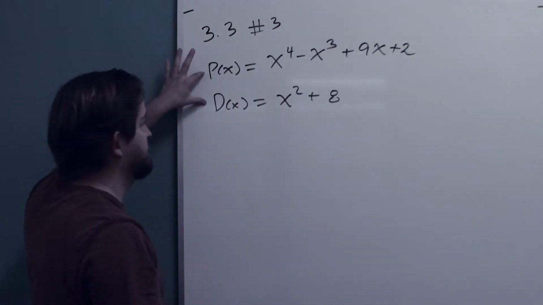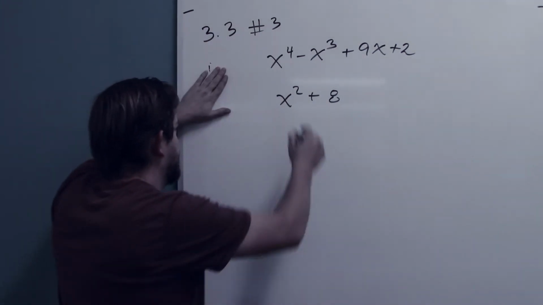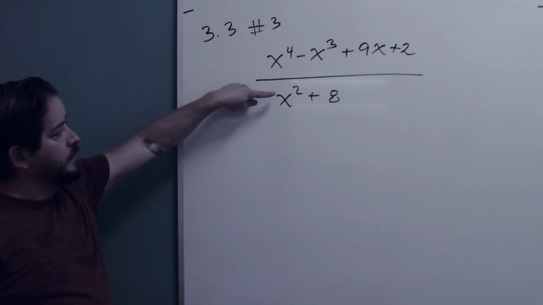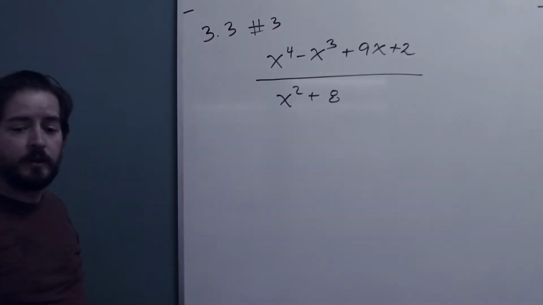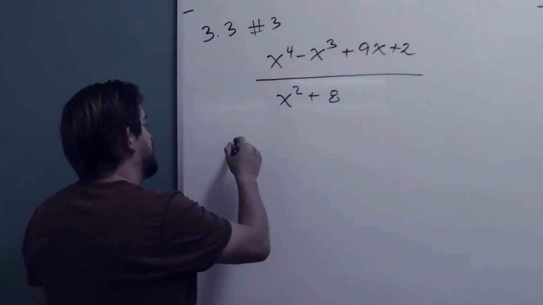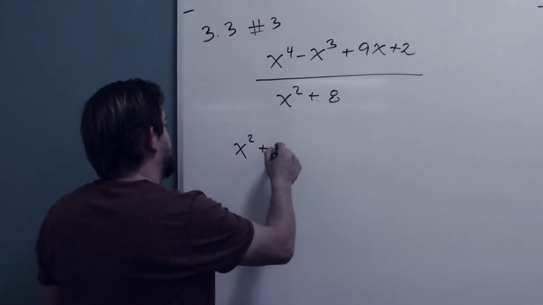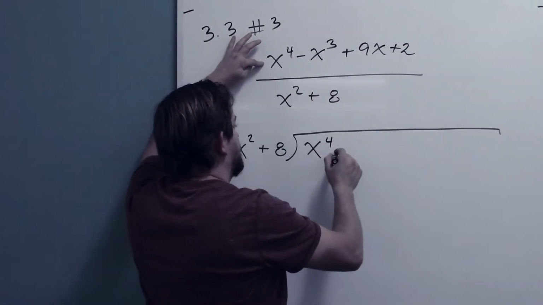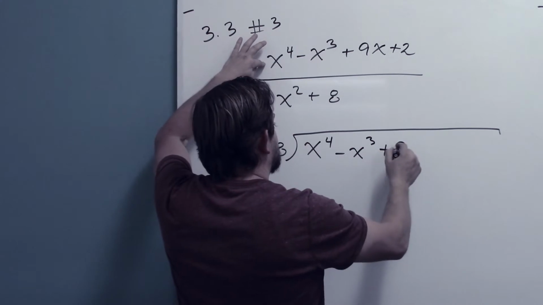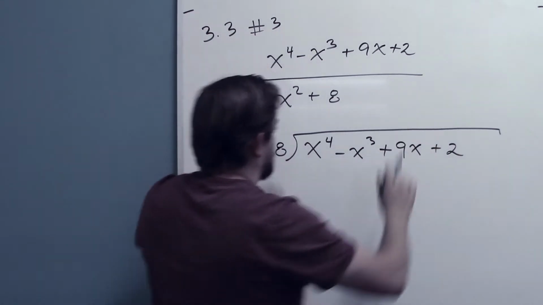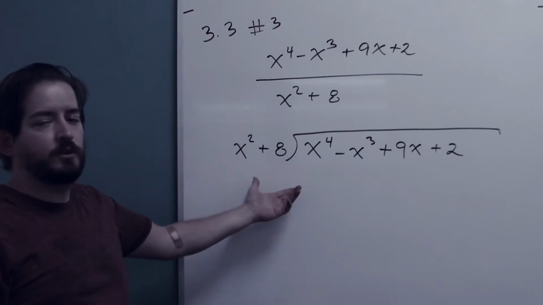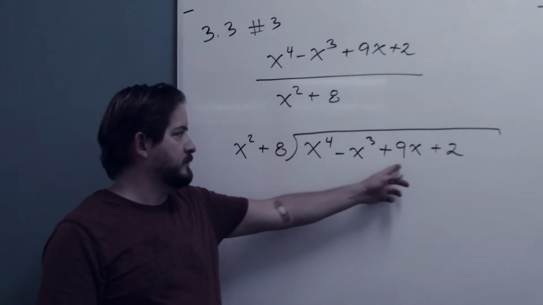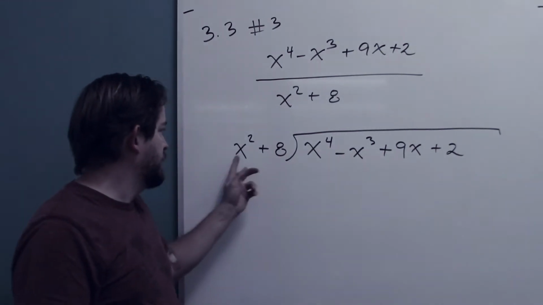So I'm going to take these two things and divide them, right? I can't do synthetic division because I have a second degree polynomial in my denominator, so I have to do long division. So I'm going to go x squared plus 8 into x to the fourth minus x to the third plus 9x plus 2. And long division here in polynomial world is just like long division in regular number world. Each of these can be considered just like a place value.